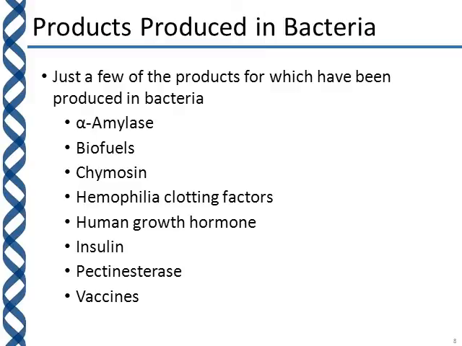And there are a number of protein products which have been produced in bacteria. Here are just a few of the examples: alpha amylase, biofuels, hemophilia clotting factors, human growth hormone, insulin, vaccines.